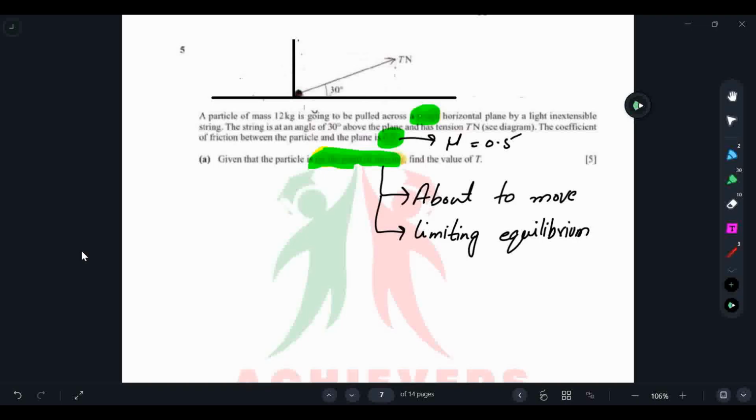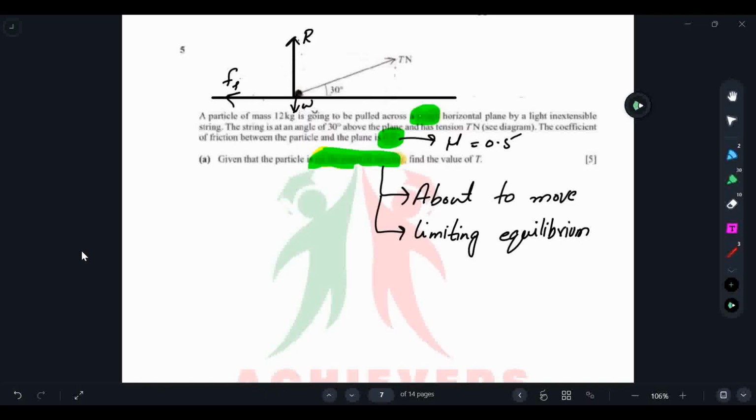Now, let's first of all identify the forces. If the particle is about to move, it will move towards the right side, which means the frictional force will be towards the left side. The weight will act downward, and the direction of the reactive force R will be upward.